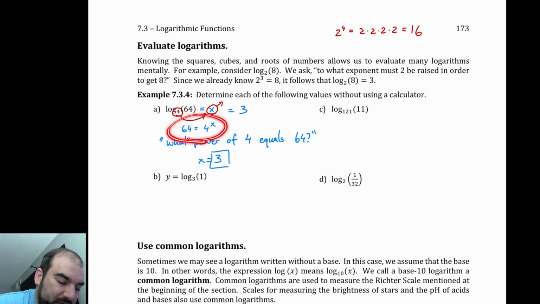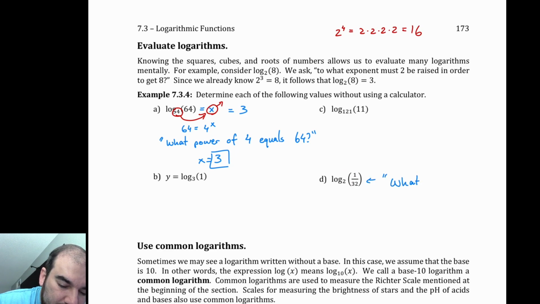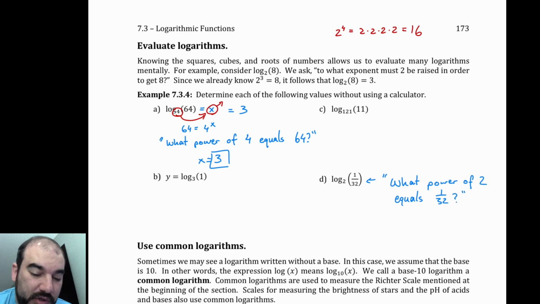And you can kind of skip this step if you get used to the idea of asking the correct question. So when I look at this, the question is what power of 4 equals 64? Which means when I look at something like this, the question is going to be what power of 2 will equal 1 over 32? And you have to figure out what exponent can I put on a 2 so it's 2 to that power and it equals or simplifies to 1 over 32.